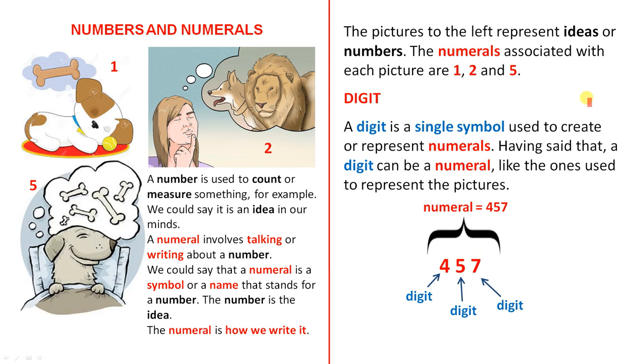Let's look at the word digit. A digit is a single symbol used to create or represent numerals. Having said that, a digit can be a numeral, like the ones used to represent the pictures. Let's look at the numeral 457. It's made up of the digit 4, the digit 5, and the digit 7. So if we put those three digits together, we get the numeral 457.